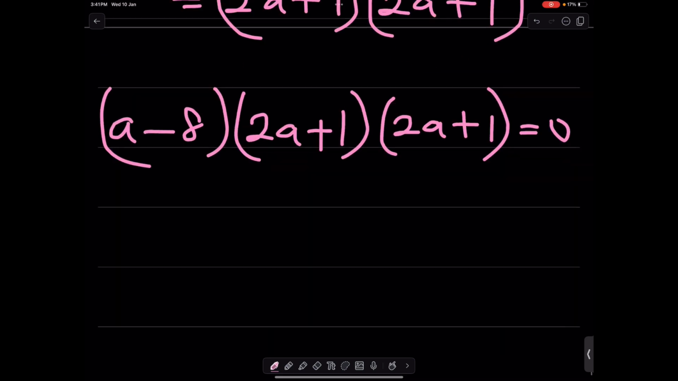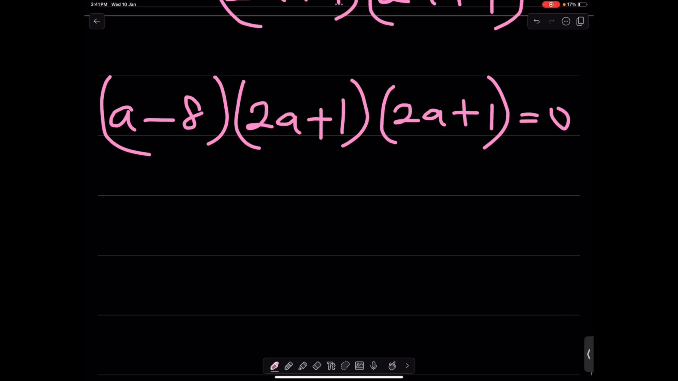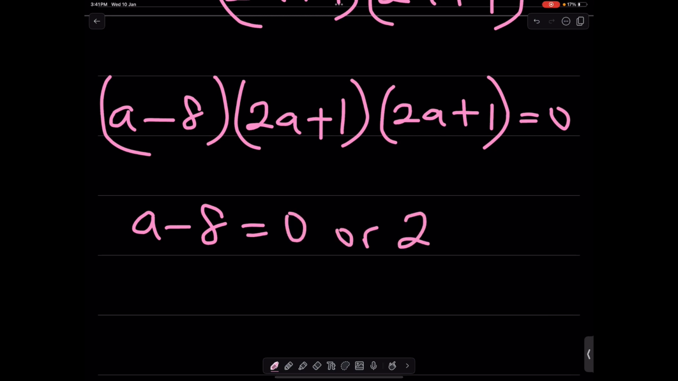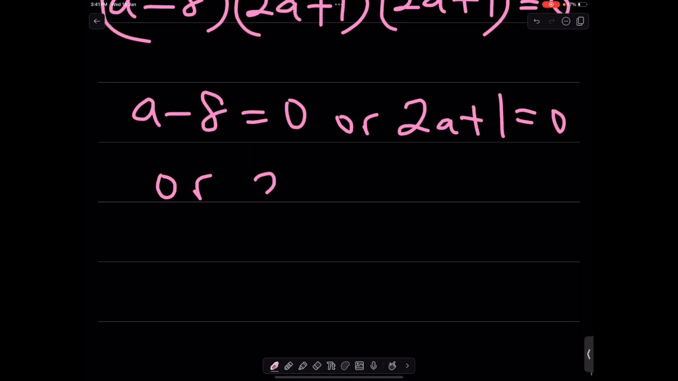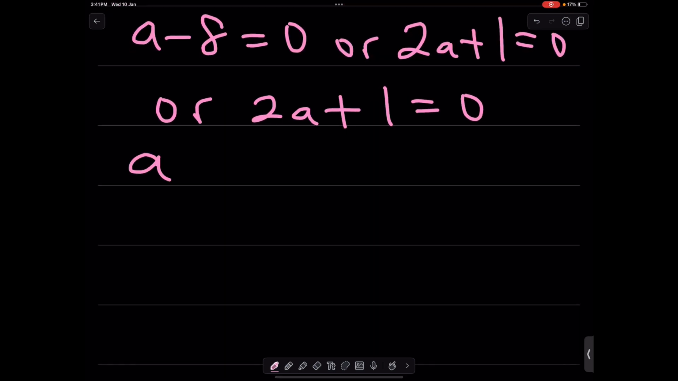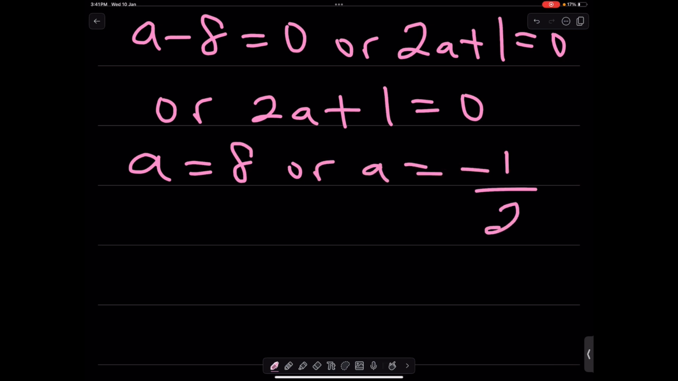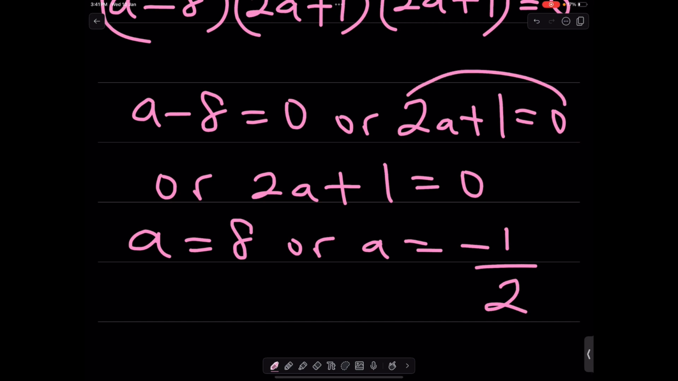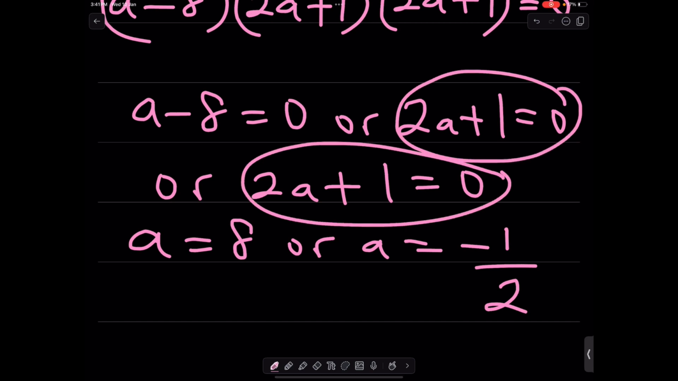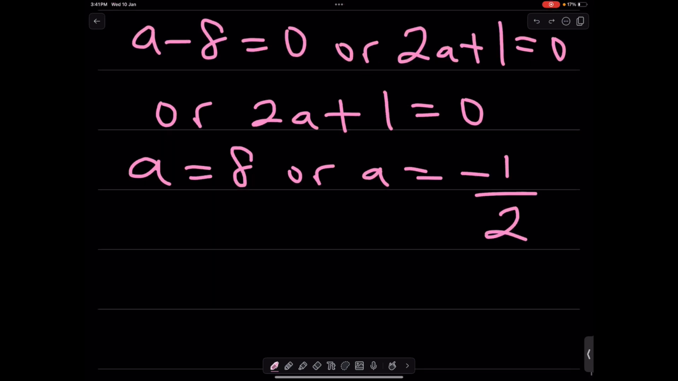Now, those are the factors of the polynomial, and that simply means a minus 8 equals 0, or 2a plus 1 equals 0, or 2a plus 1 equals 0, which means a equals 8 or a equals minus 1 over 2. Of course, you are going to get a equals minus 1 over 2 here and a equals minus 1 over 2 here. So that means a equals minus 1 over 2 twice.